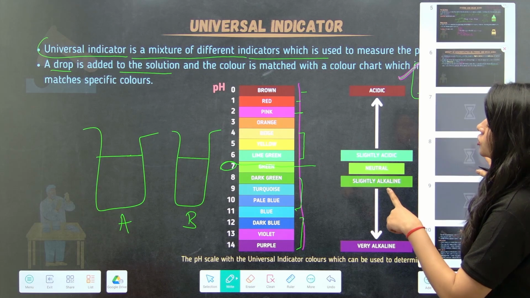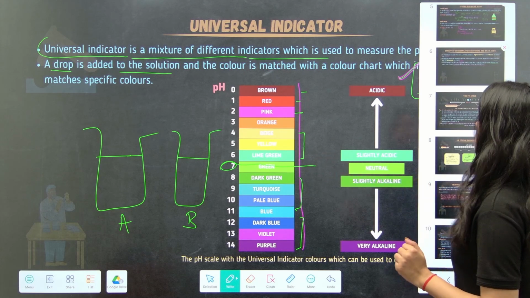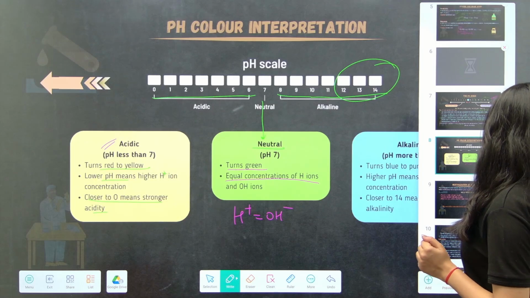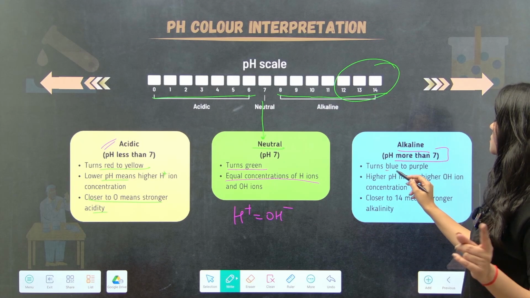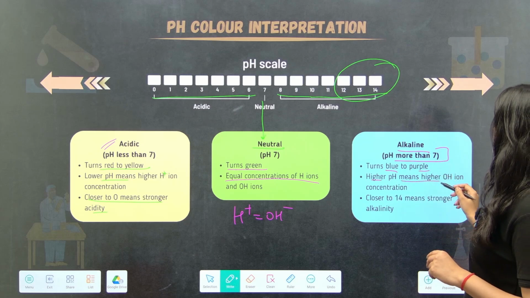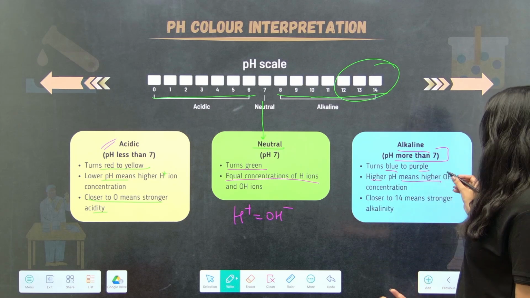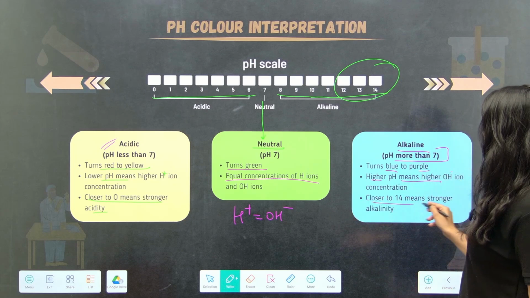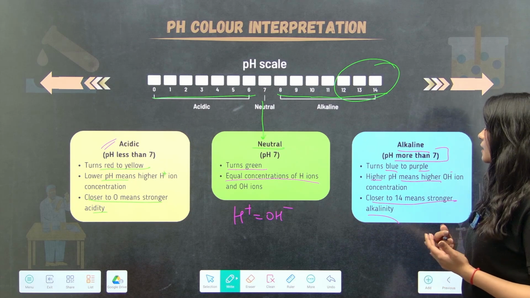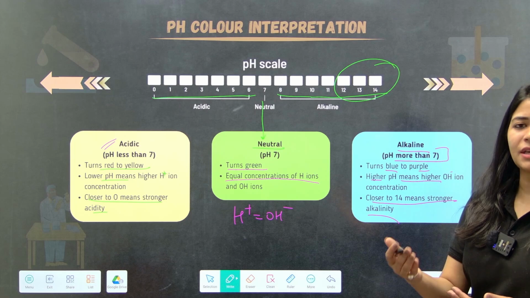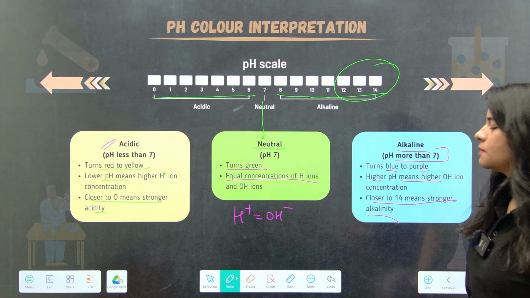And the pH of which is 7. The color it shows in the universal indicator is green. Next is your alkaline. So pH more than 7 turns blue to purple. Higher pH means greater OH minus ion concentration. Closer to 14 means stronger alkalinity. Stronger alkalinity means stronger base. More of OH minus ions will be released.